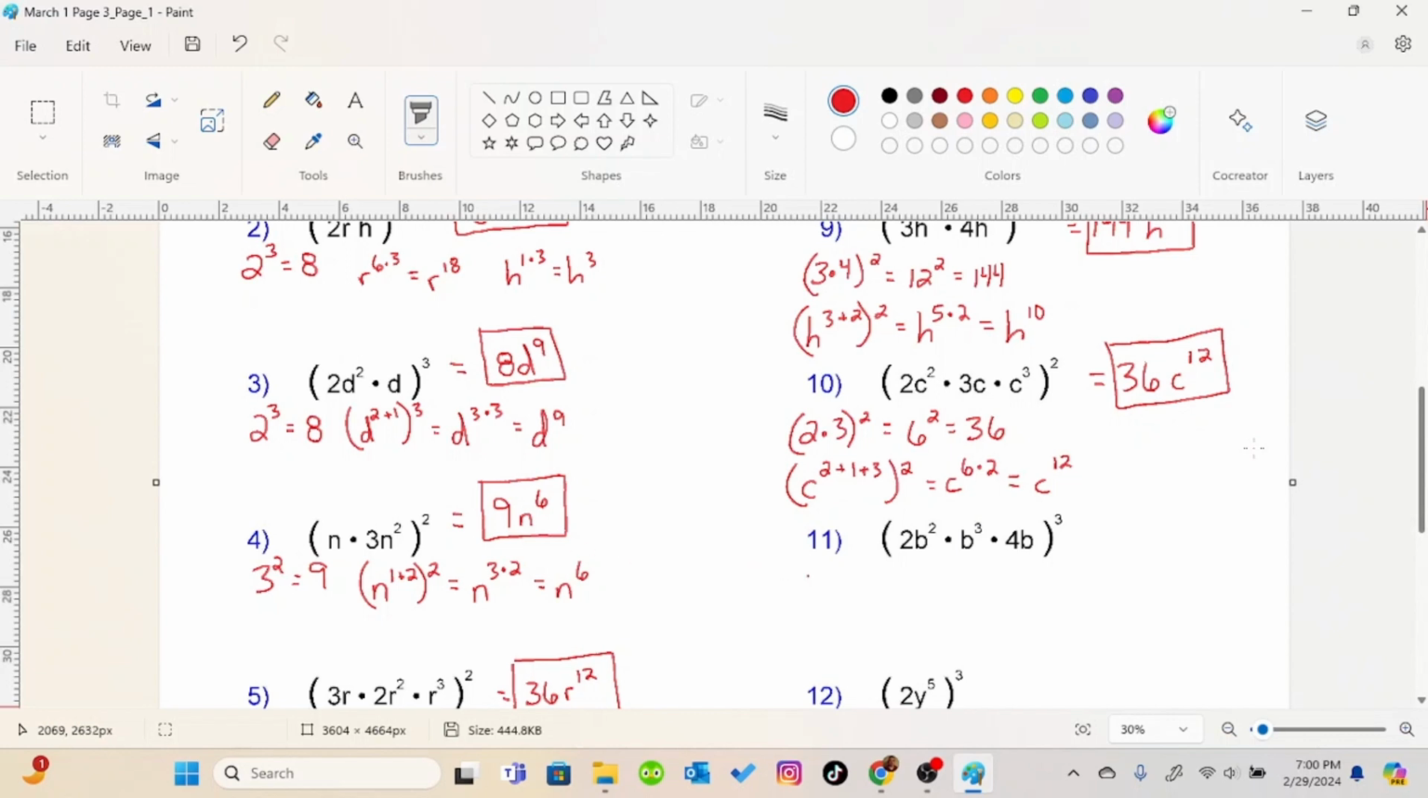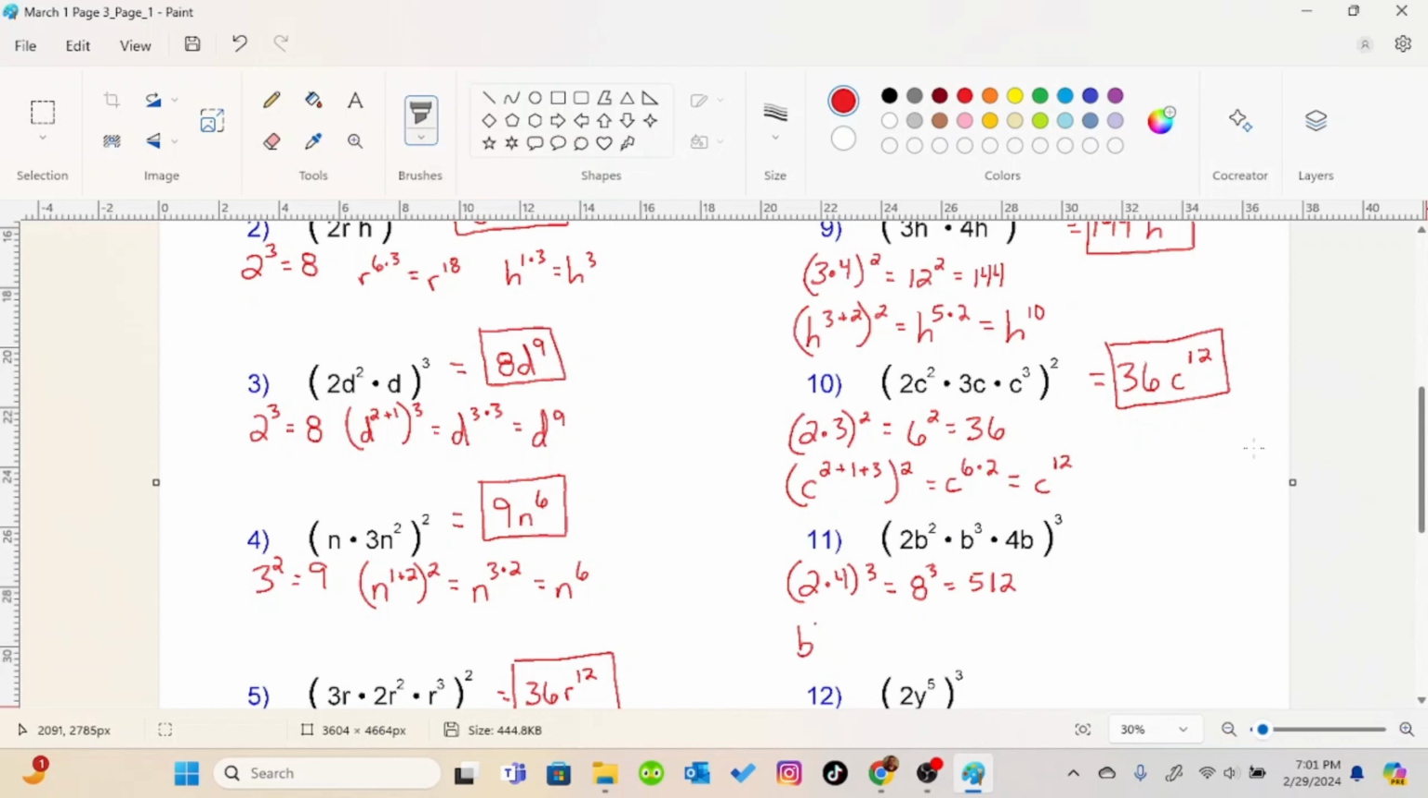Number 11. We have 2 times 4, and we're going to cube that. 2 times 4 is 8, and 8 cubed. 8 times 8 is 64. 64 times 8 is 512.